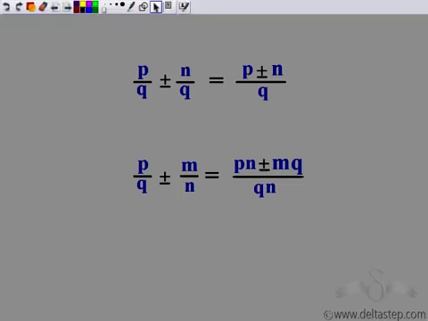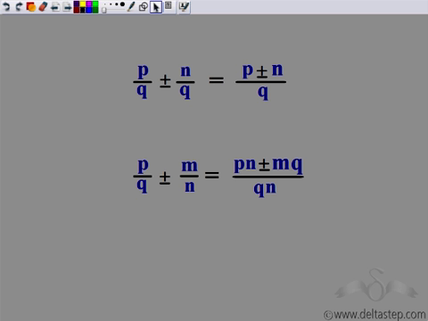We had seen how to add and subtract two rational numbers. So these are two rational numbers with the same denominator. If the denominator is the same, again the denominator remains the same. All you need to do is add or subtract the numerators. So it would be p plus n or p minus n.